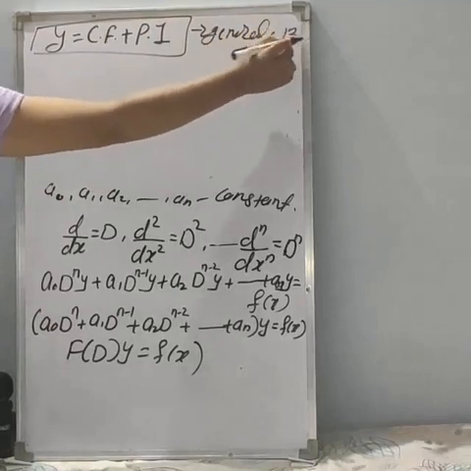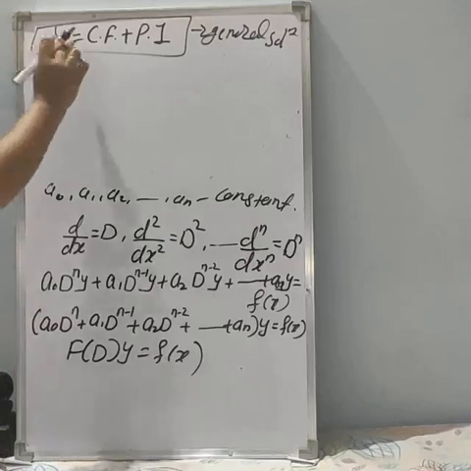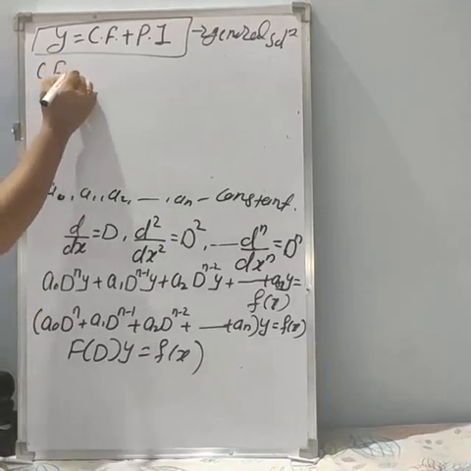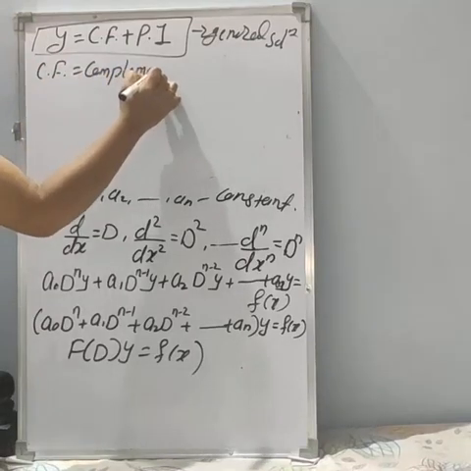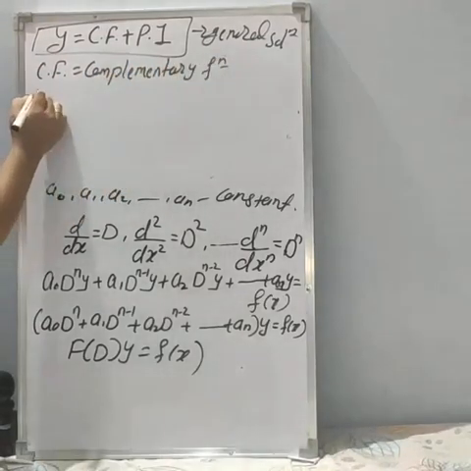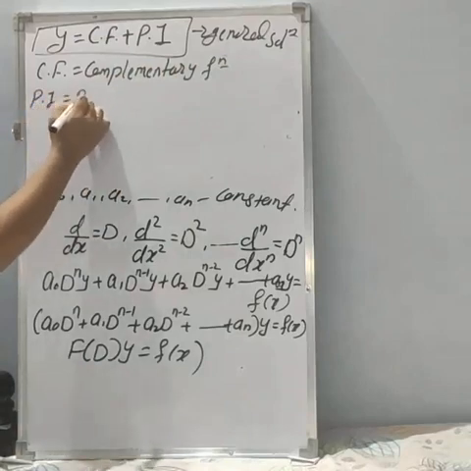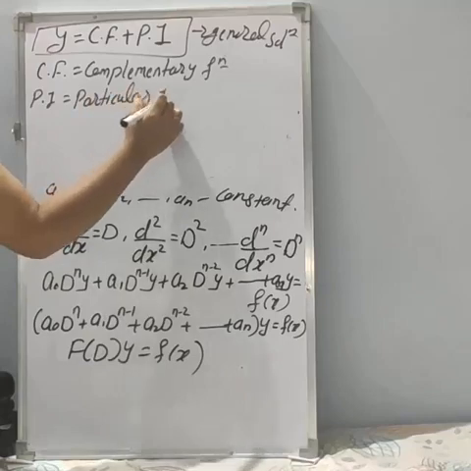General solution of a given differential equation. Next, what is CF here? CF is nothing but complementary function. And PI is nothing but particular integral.